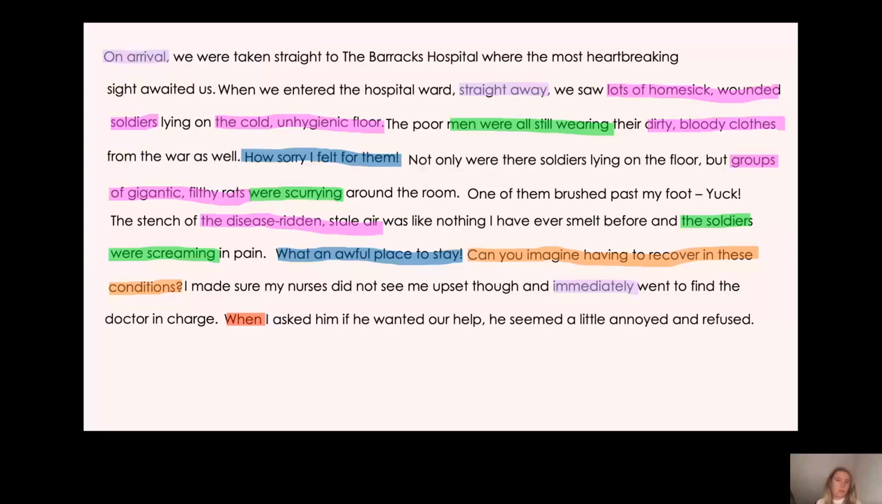So I've put it at the beginning, but I could have also put it at the end. He seemed a little annoyed and refused when I asked him if he wanted our help. So there we go. I have written my first paragraph. Now, I've included lots of expanded noun phrases, lots of past progressive sentences, lots of exclamation sentences, lots of adverbs of time. I've included a question, all in this one tiny paragraph.